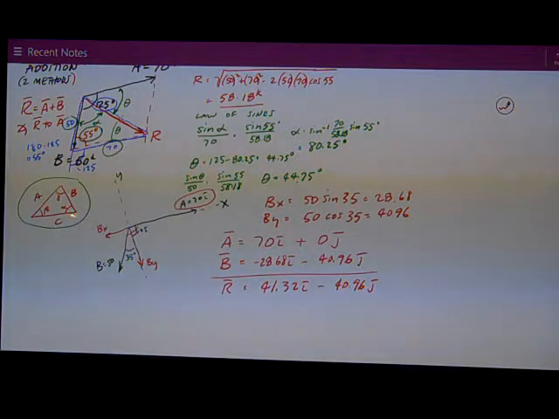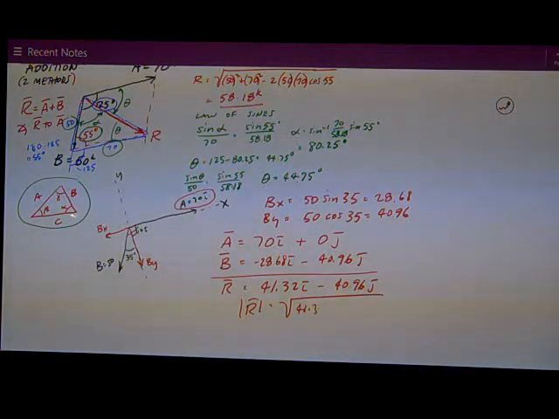I need to get the magnitude of it. So the magnitude of R is just the square root of the sum of the squares, 41.32 squared plus 40.96 squared. And once again, I get that same number, 58.18 kips. So, got the same number twice.